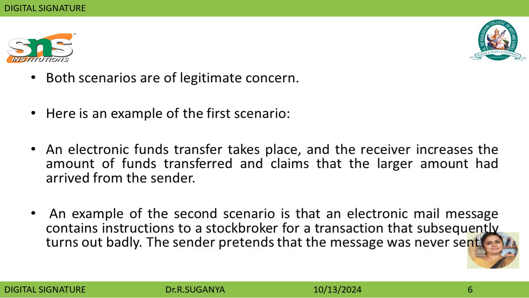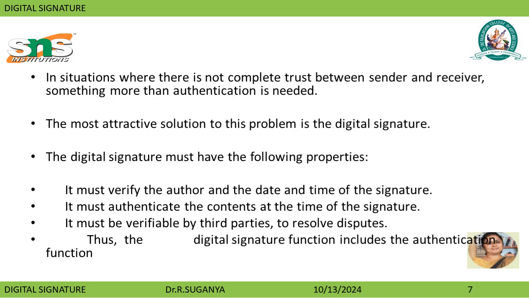Both scenarios are of legitimate concern. Here is an example of the first scenario. An electronic fund transfer takes place and the receiver increases the amount of funds transferred and claims that the larger amount had arrived from the sender. An example of the second scenario is that an electronic mail message contains instructions to a stock broker for a transaction that subsequently turns out very badly. The sender pretends that the message was never sent. In situations where there is not complete trust between sender and receiver, something more than authentication is needed.